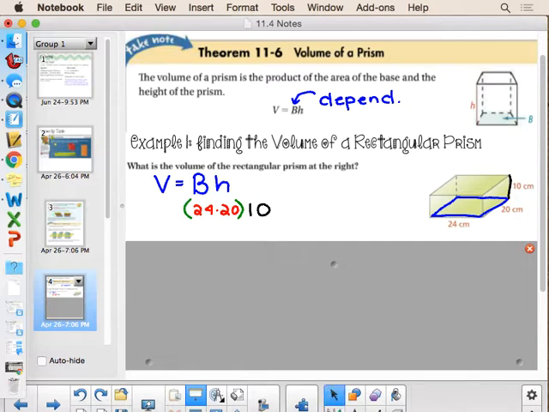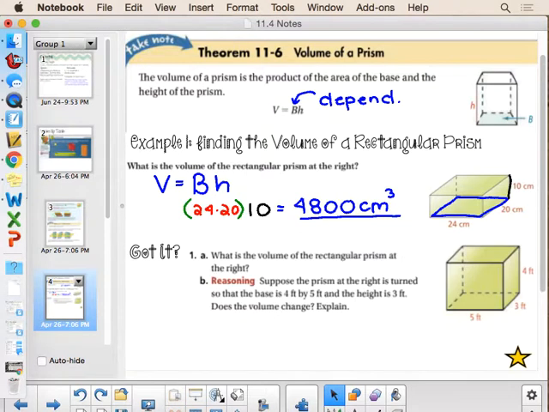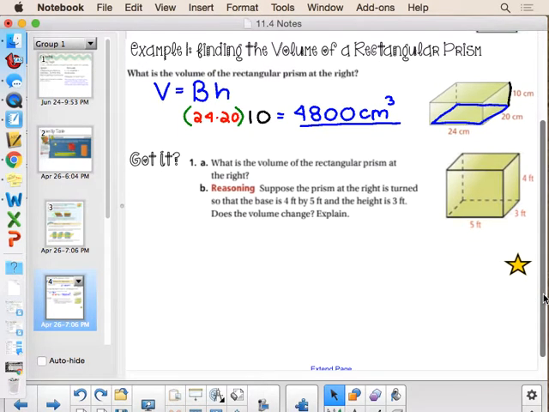Alright, so in total, when I do 24 times 20 times 10, I'm going to get a volume, I believe, of 4,800. Now, just like I was warning you with surface area, you need to make sure you include units of measure. We are dealing with centimeters, and because I'm dealing with volume, I'm dealing with centimeters cubed. Here's your Got It. You are finding the volume of this rectangular prism, and then I have a reasoning question for you to also be thinking through.